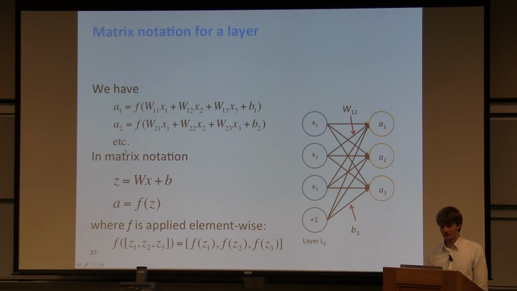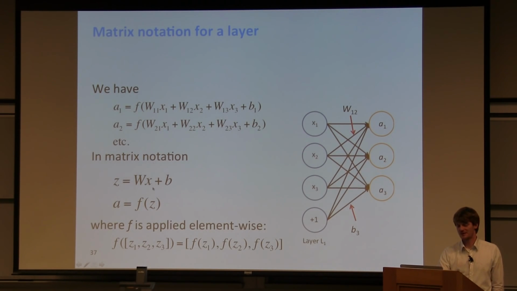And that's how we can put this all together in matrix notation and just write Z equals WX plus B. And so the number of neurons that we have in this layer is the number of rows in W.